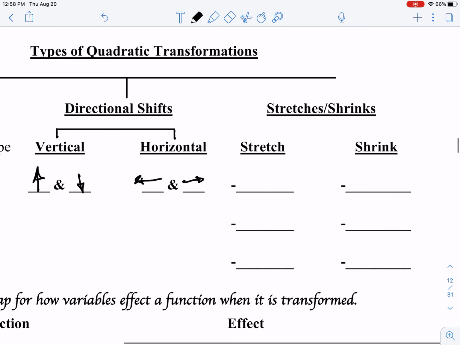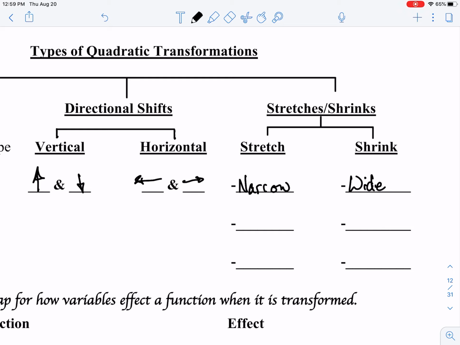The last kind of transformation you'll have in regards to a quadratic is a stretch or a shrink. Now, this is going to be the absolute toughest, so what I recommend is you save this one for last, always. If you're not 100% sure, save it for last. Stretches are very narrow. A shrink is the exact opposite. A shrink is very wide.